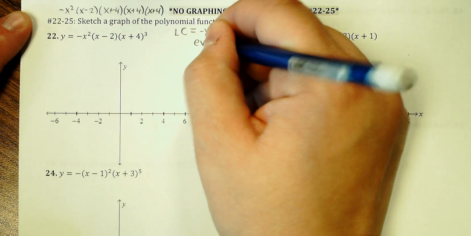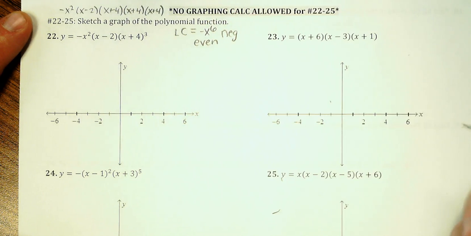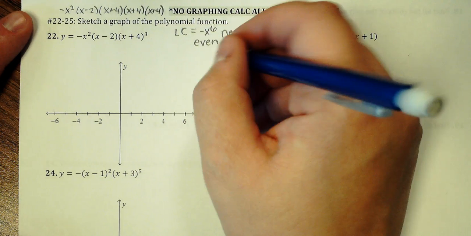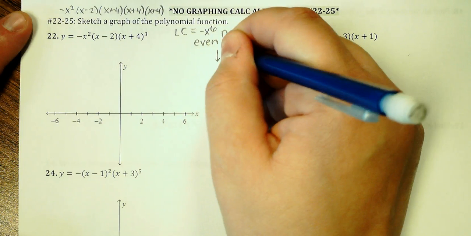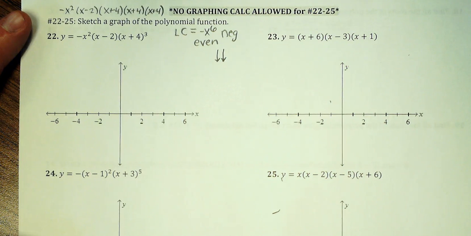So this is even because of the 6, and it's negative because we'd have a negative 1 as a coefficient. So with even, the two pieces of end behavior go the same direction. Always, if it's negative, it's going to go down.